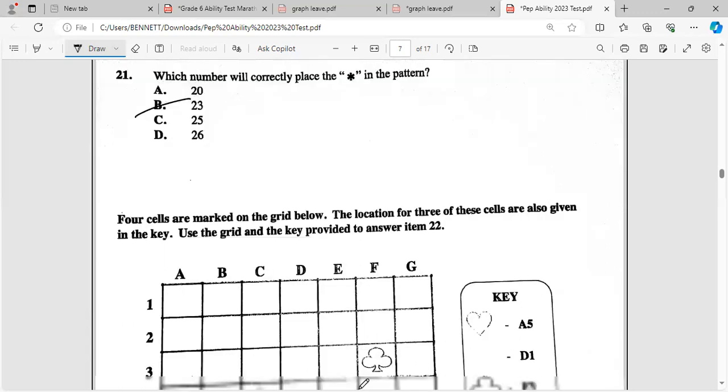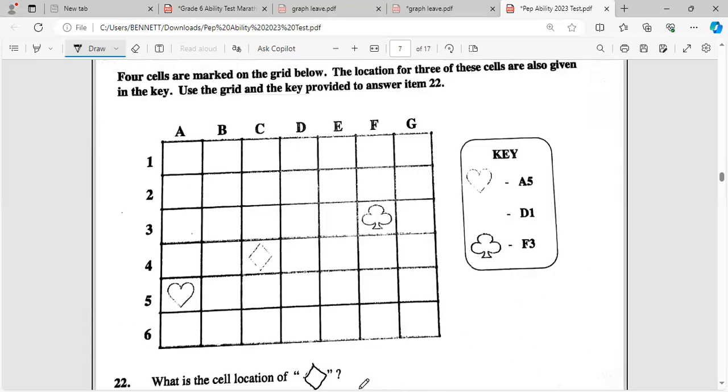Go ahead, Ian. Guys, let's allow Ian to do this one. Four cells are marked on the grid below. The location of three of these cells are given in the key. Use the grid and key provided to answer item 22. Go ahead, Ian. And then Kimani, you want to go next?